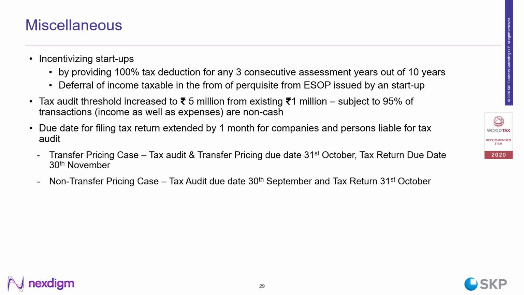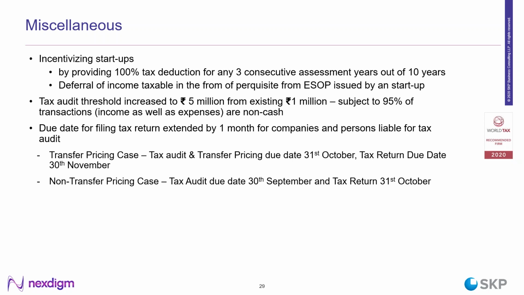In India, there is a requirement for not only getting your books audited from a company law perspective, but you are also required, if you are an Indian company or an Indian PE, to get your books audited from a tax perspective, which is known as tax audit. Earlier, the threshold was very low, that is 1 million INR. They have now increased the threshold to 5 million INR, and this 5 million INR threshold would be available only if 95% of the transactions, that is income as well as expenses, are non-cash.